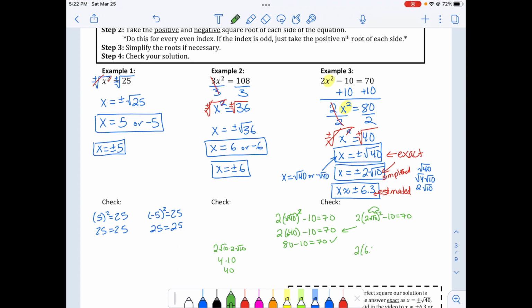Versus if I had put in 6.3 and squared it, 6.3 squared is not 40. It is 39.69. So you can see that although it is a good estimate and we get something close, we wouldn't actually be equal on both sides. We would just be close on both sides.